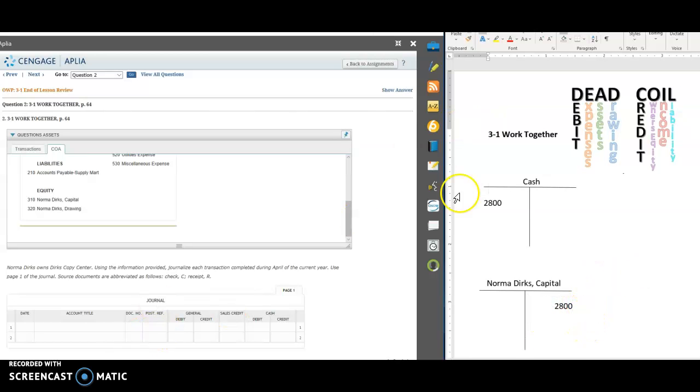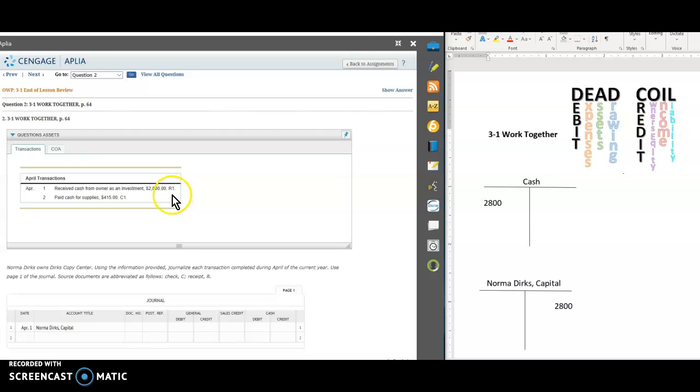To fill up your journal, you put the date. They want you to abbreviate, so Apr. 1. Now, my accounts, I'm using cash and capital. Remember I told you that if you use cash or sales, you do not write them again. So the only one I'm going to write down is Norma Dirks Capital. Now my document number is R1, which stands for a receipt. So our number 1 receipt, R1. Notice post ref, you can't even click in there. That's something we're going to talk about later on in another chapter.